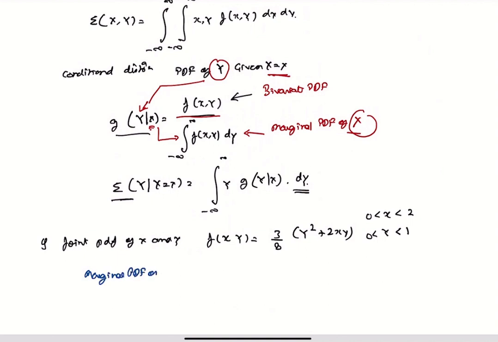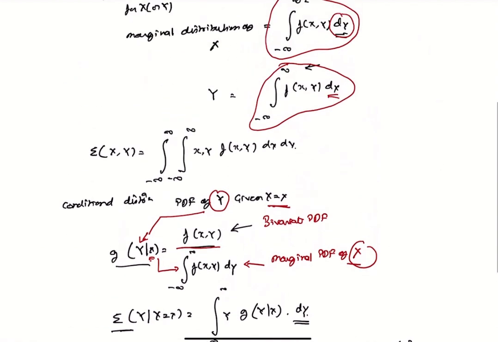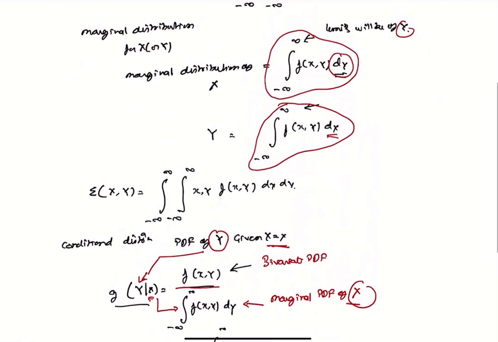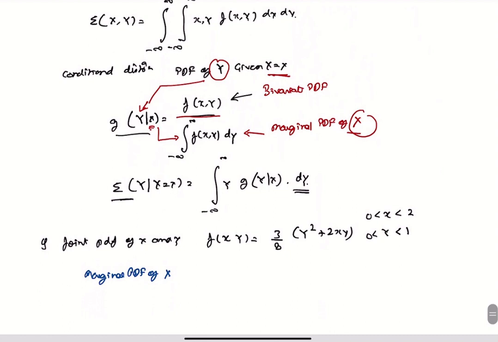PDF of x. So again, we want to know the marginal PDF of x, which is going to be, and we are doing the marginal PDF of x, so we're going to use the limits of y, which are 0 and 1, and we're going to do fxy dy, and then we're going to solve this using integration, and we get to this number, 1 by 8 (1 plus 3x).